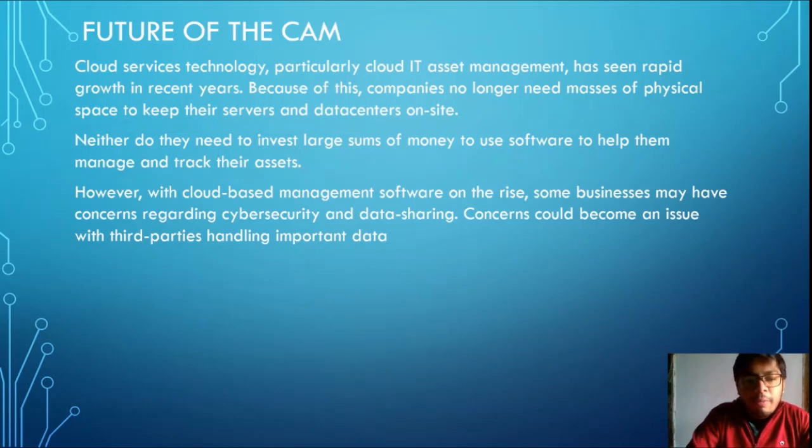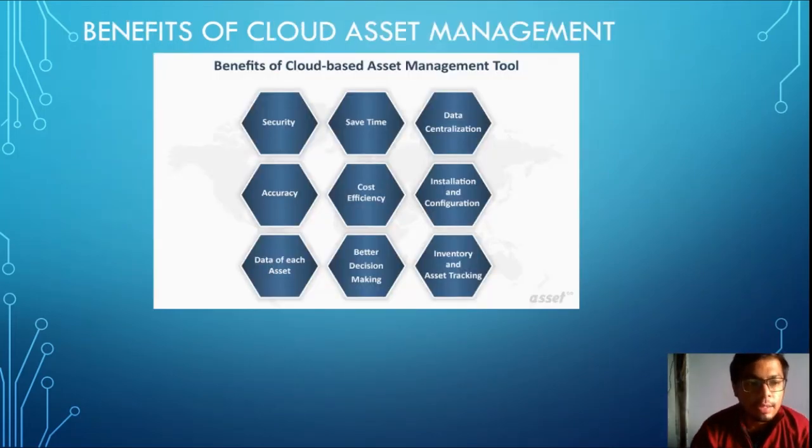One point remains, with the third party handling the important data. This means, suppose Google is using the data center of, say, IBM, so they are using a third party, and that is very crucial. If the IBM data center gets hacked, Google's data also leaks. This is just an example. Okay, so now let's talk about the benefits of cloud asset management.